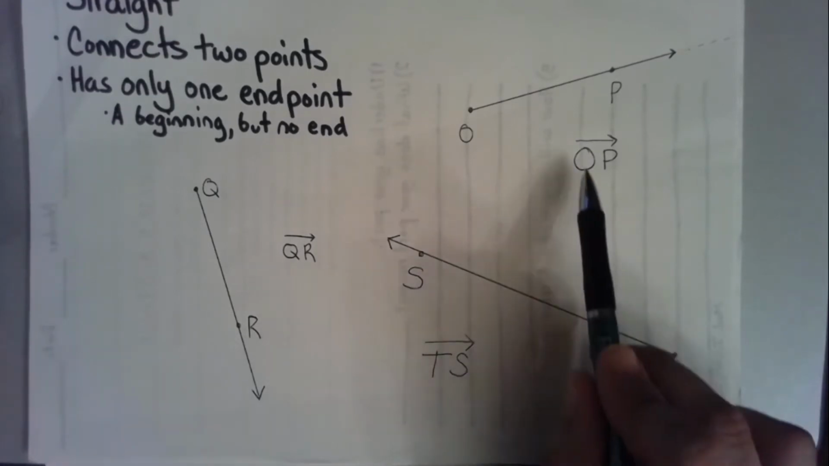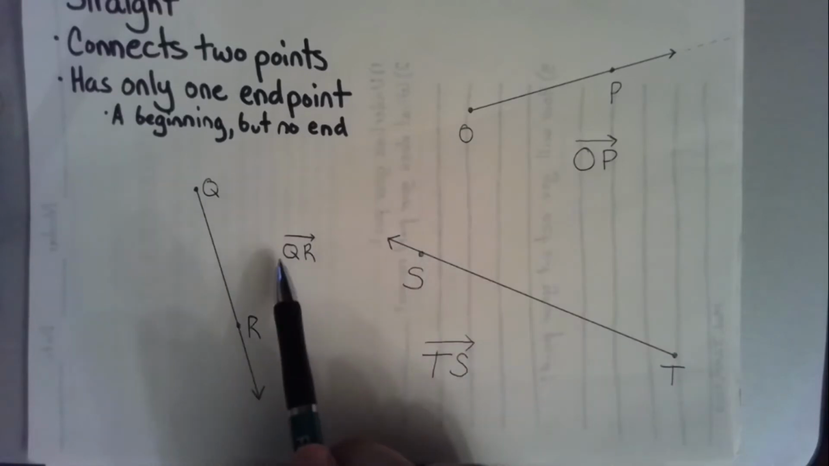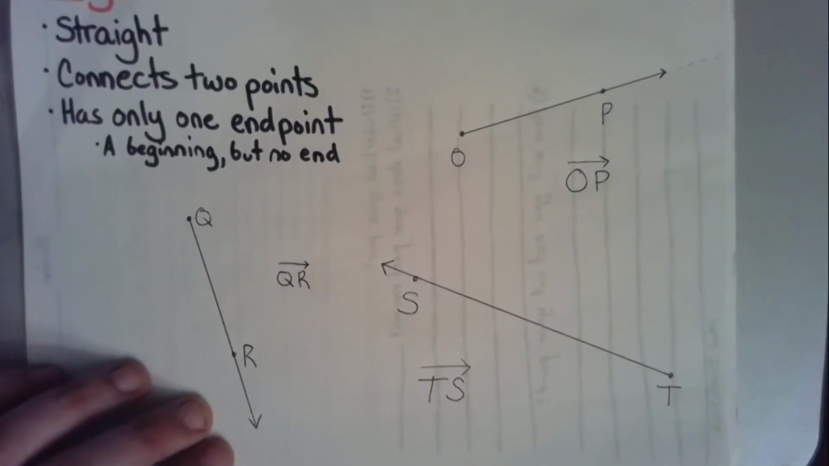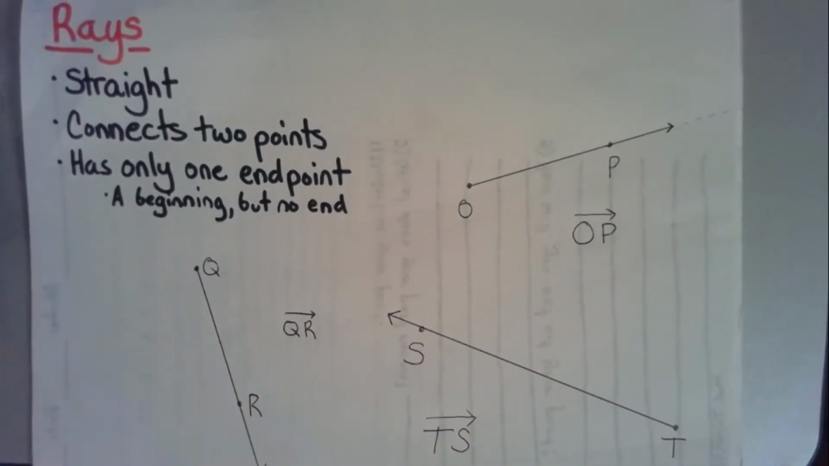So we have ray OP, ray QR, and ray TS. And these are different ways to represent the idea of a ray, something that has a beginning but no end. Let's look to see if we can think of some real world examples of what a ray is.